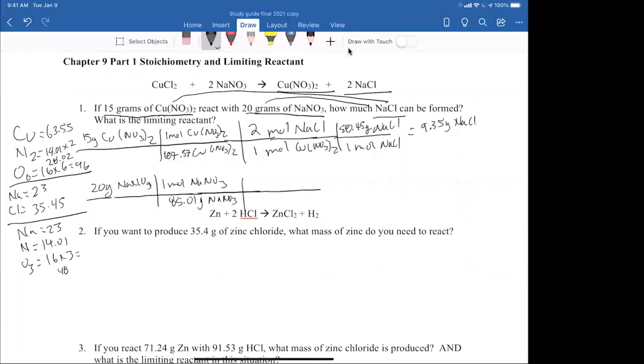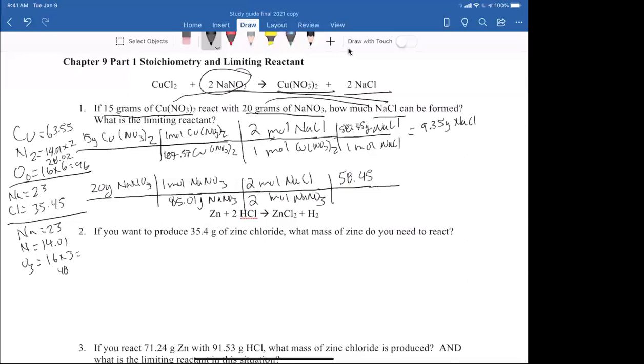Then we do our moles to moles. Obviously, the top is going to stay the same because we do want to go to NaCl. The bottom, we want to get rid of moles of NaNO3, so that goes at the bottom. What do we have for NaNO3? We have a 2 as well, so a 2 goes at the bottom there. So that's a little different than the top because at the top we had a 1 because CuNO3 didn't have a coefficient. NaNO3, however, does have a coefficient.